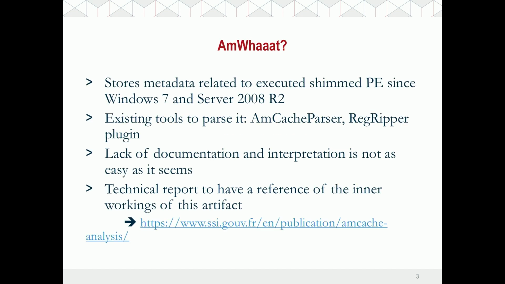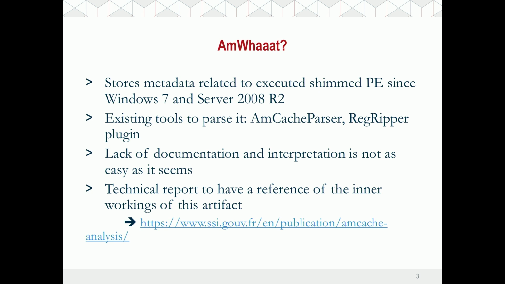So what is AmCache? Originally, it was used to store metadata related to executed shim binary. So quick note about that. The shim infrastructure is a technical solution provided by Microsoft that allows a binary to run on a system it's not fully compatible with. It does that by redirecting API calls to alternative code, so by applying what's called a shim. It appeared with Windows 7 and the server equivalent, 2008 R2.